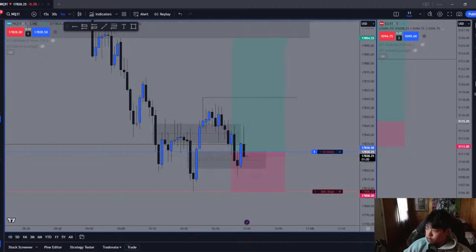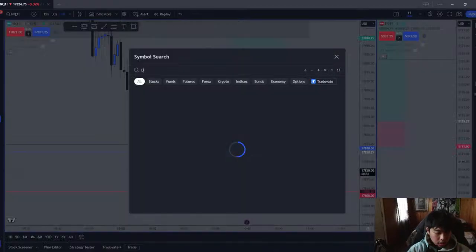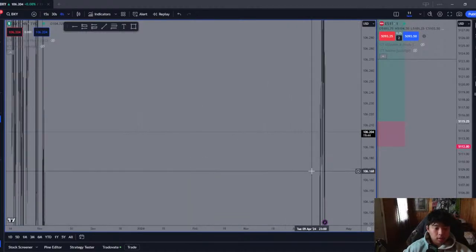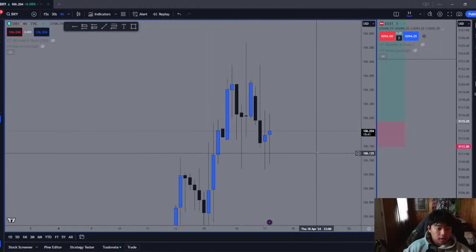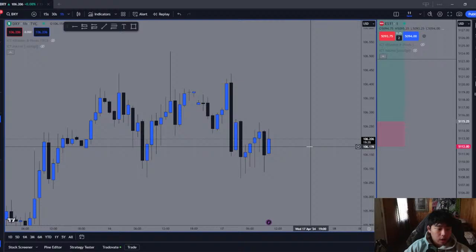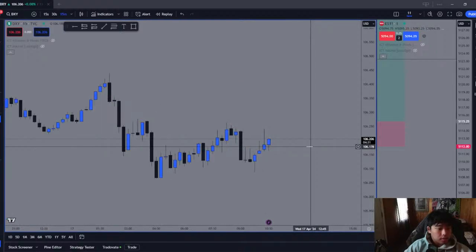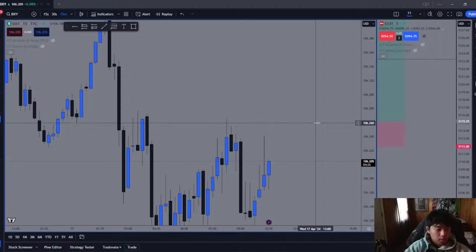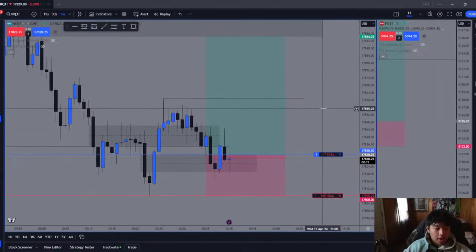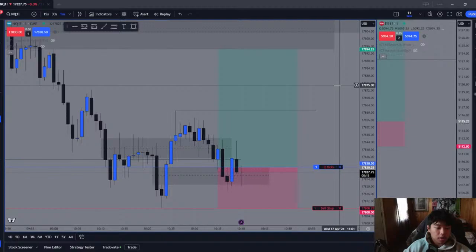Excuse me. If DXY is going up, then NASDAQ and ES should go down. Let me see what DXY is doing. DXY seems to be pretty bearish, to be honest with you. 1 hour's bearish, 4 hours bearish. 15 minute is technically bearish. So DXY should be going down while NASDAQ and ES should be going up here.